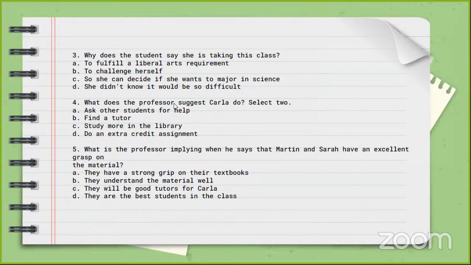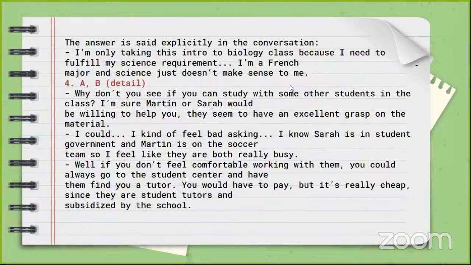Okay, similar opinions. Finally, let's see. Orlando, what do you think? A and B also. A and B, okay. Similar perspectives, similar opinions. Let's see what the answers were. Excellent job, guys. A and B were the answers, the solutions that the professor suggested, right?